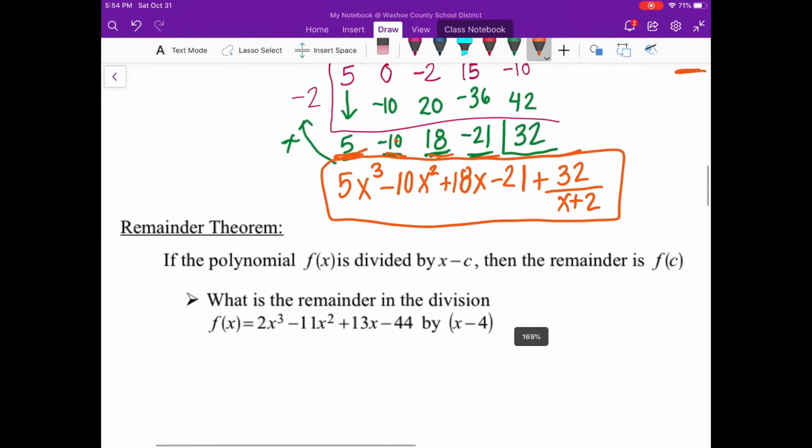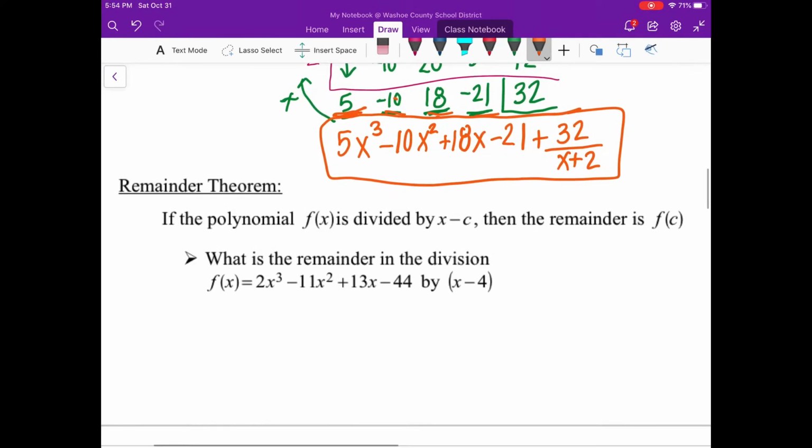Okay, and then we have the remainder theorem. And the remainder theorem says that if a polynomial is divided by a factor x minus c, then the remainder is the same thing as f of c. So you have seen this formatting before. F of c means that if I substitute c into the polynomial, then I get an answer, right? And so this is the same thing. We're just using a new method to find it.